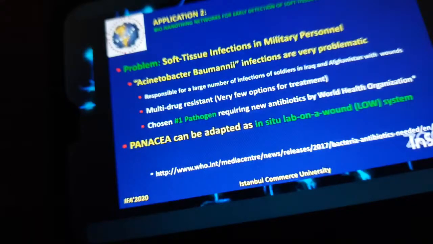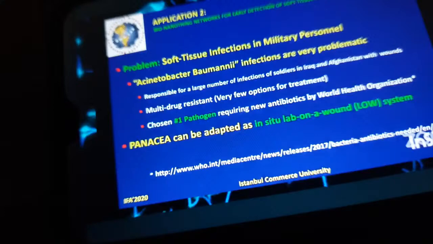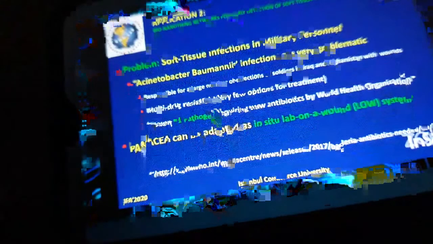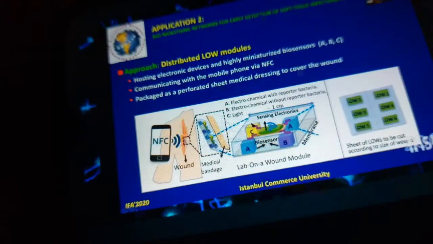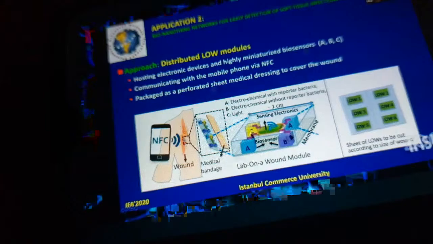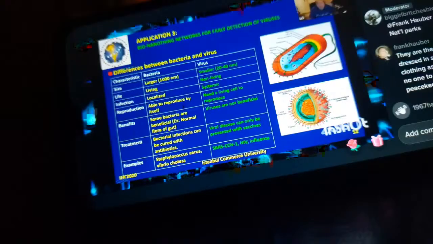We want to come up with an in situ lab-on-a-wound system. That's what we try to do. It's like a band-aid, and it looks like this. Biosensors: when the wound is here, then as I showed, reporter bacteria produce light. Again, I explained this before. I will go to the last part, which is interesting to talk about: lab-on-a-wound modules, integration, and experimental testing.